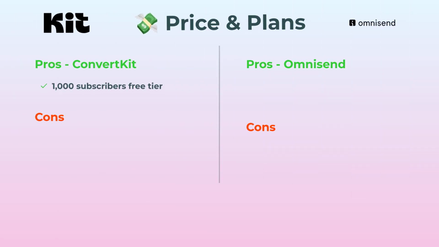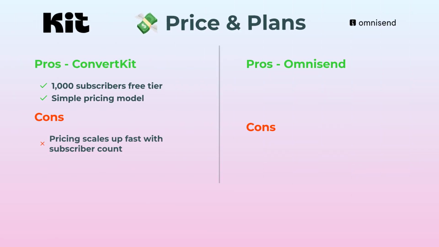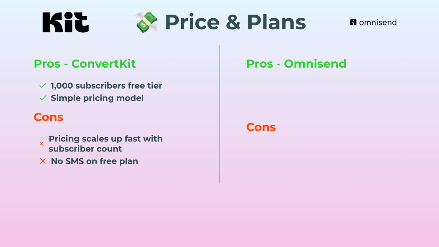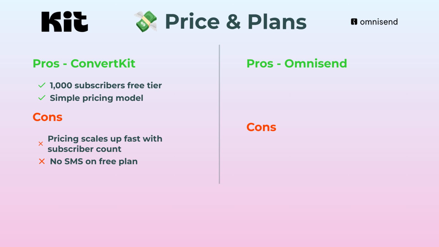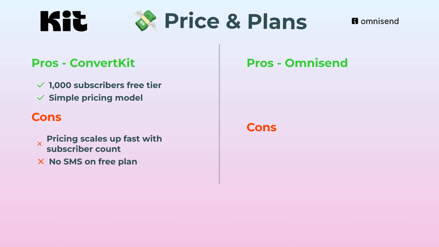Starting off strong. Price and plans. Okay, ConvertKit, this one's got a simple pricing model. You get a free tier for up to 1,000 subscribers, which is sweet if you're just starting out. But as your list grows, those prices ramp up fast. And there's no SMS on the free plan, which is a bit meh.